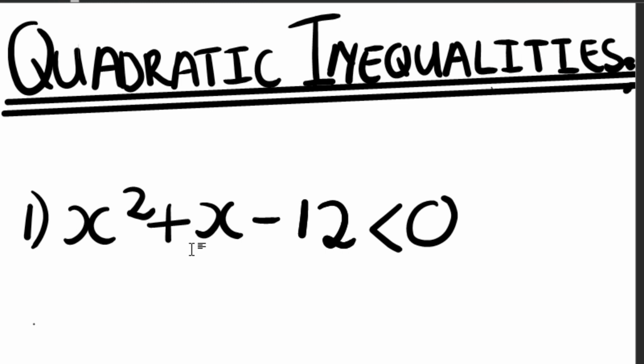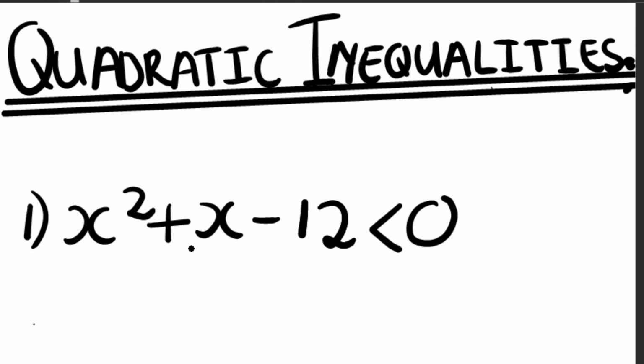Hello viewers. In this video we're going to look at how to solve quadratic inequalities. The first one says: solve for x if x squared plus x minus 12 is less than 0. What we want to do is factorize this expression.